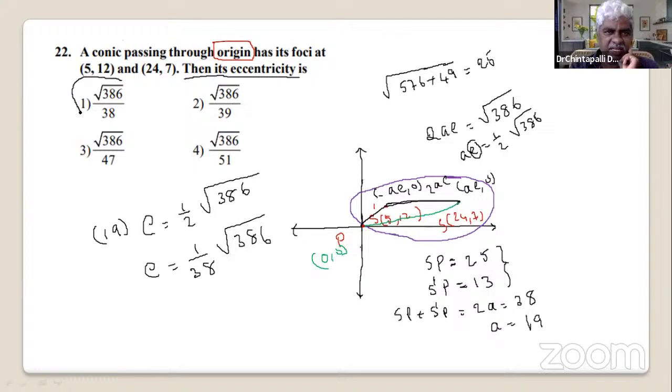It's a very interesting calculation. We can see another question involving the statement SP plus S dash P is equal to 2A. I'll show it.